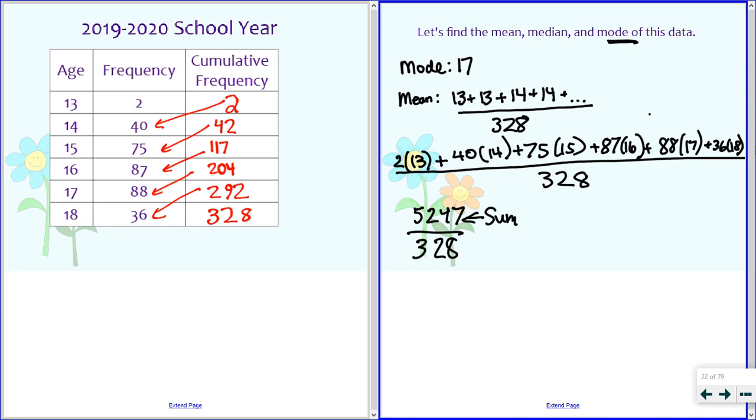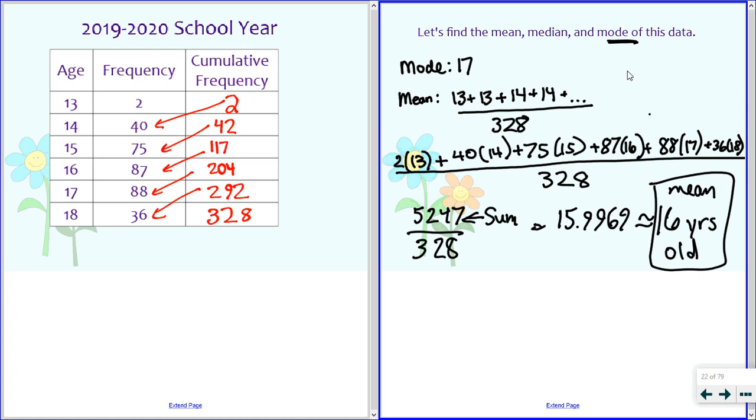And then I'm going to divide that by 328. And I get 15.996. Let's call that 15.9969. So approximately 16 years old is our mean. So this is our mean or our average.